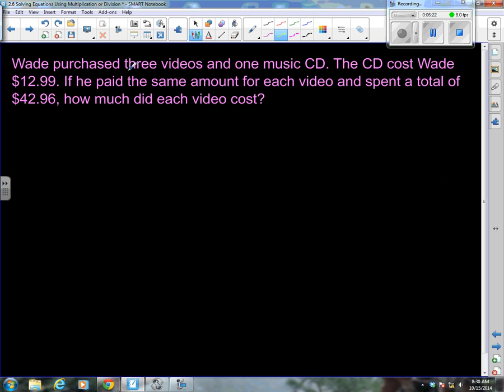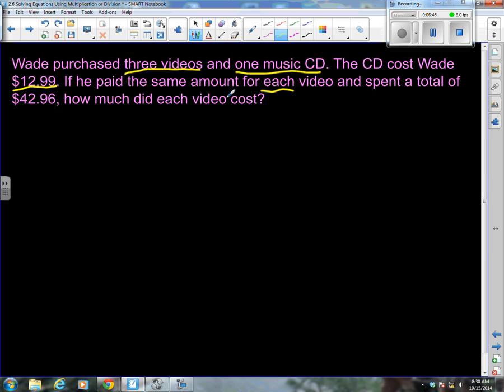Wade purchased 3 videos. That's probably important. And 1 music CD. That's probably important. The CD cost Wade $12.99. That's probably important. Okay, if he paid the same amount for each video, now when you see the word each, you're thinking that's a rate. Anytime we have to spend the same amount of money over and over again, it's a rate. Okay, and rates are always multiplied by something.